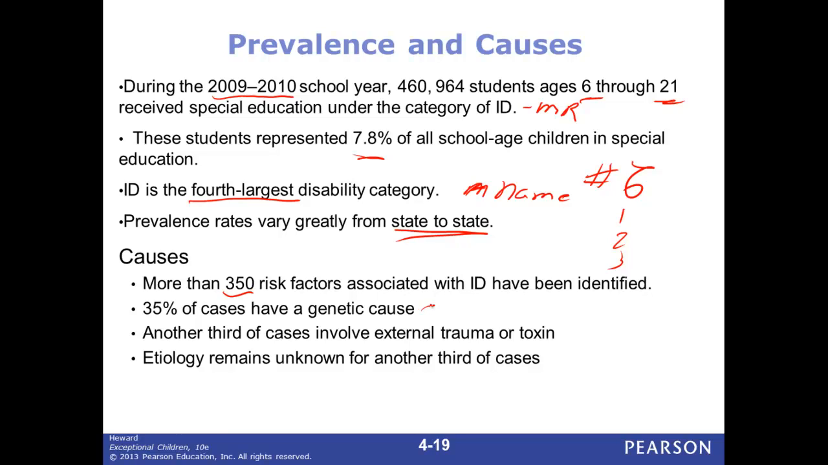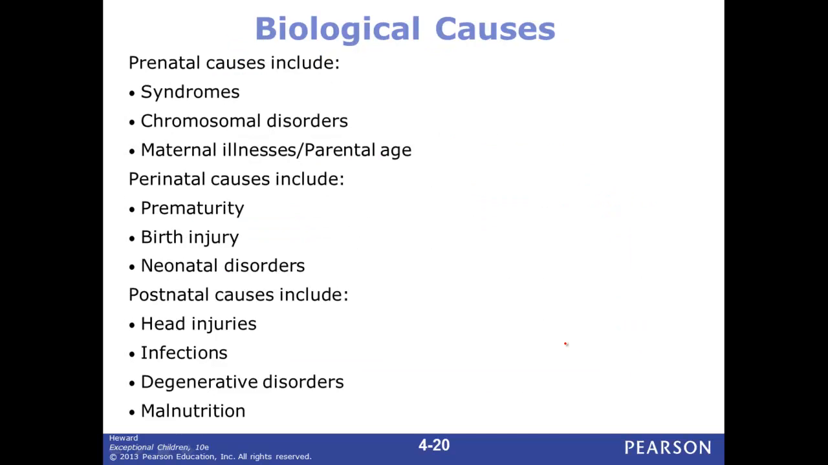And 35% have some kind of a genetic cause, but another third have external causes, either trauma or toxin, and then etiology remains unclear for about a third of them, meaning we have no idea. So a third they estimate is genetic, a third are trauma or toxin, and a third they have no idea what they are. And it could be these different ones.